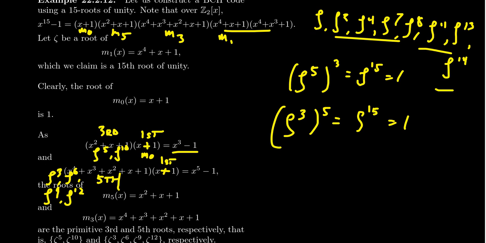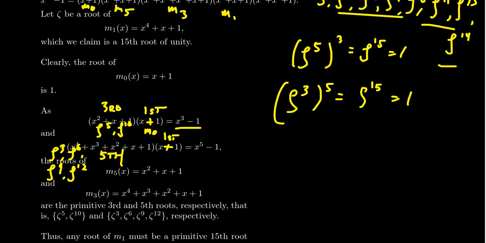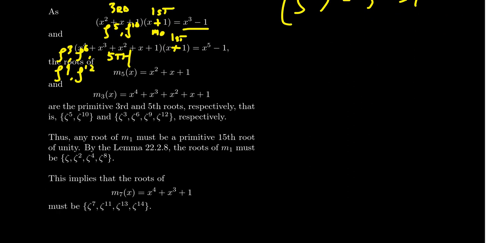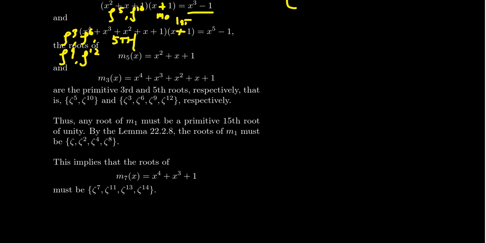if you took x to the 15 minus 1, you factor out these things right here. We then get this polynomial, some degree 8 polynomial. We potentially could factor it here. All right. But let me give you another way of how this is going to work out.